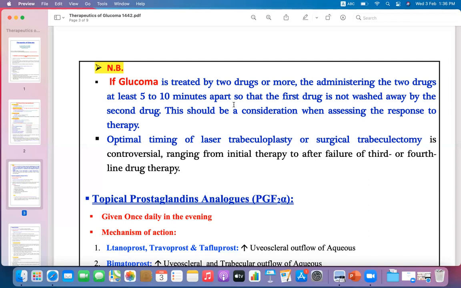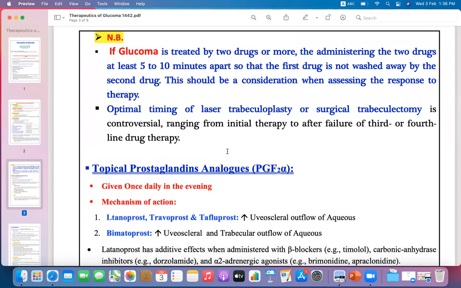So it is recommended that if the patient is using two eye drops, there is no need to instill them at the same time. What is the drawback? If you instill the first drug and then the second, the first drug will be washed out. So take a gap of more than 10 minutes.